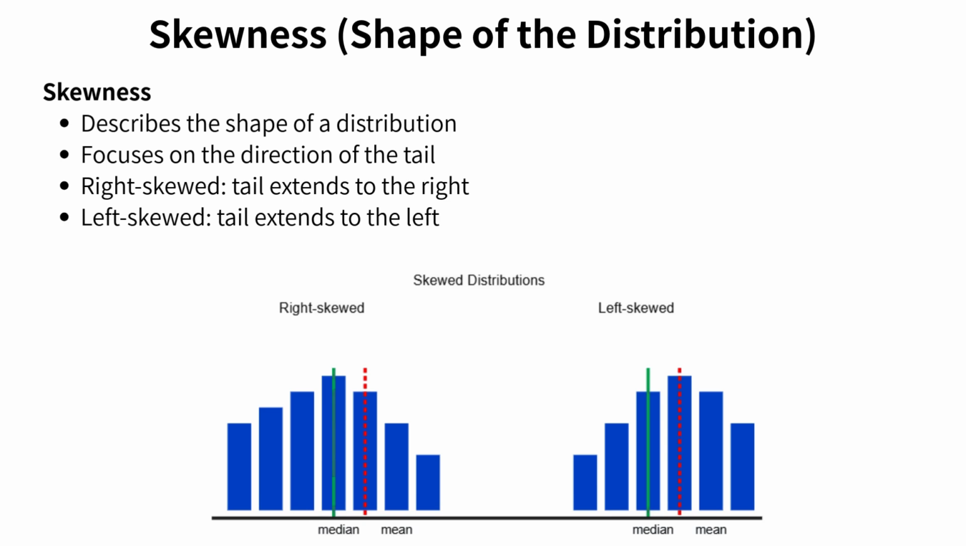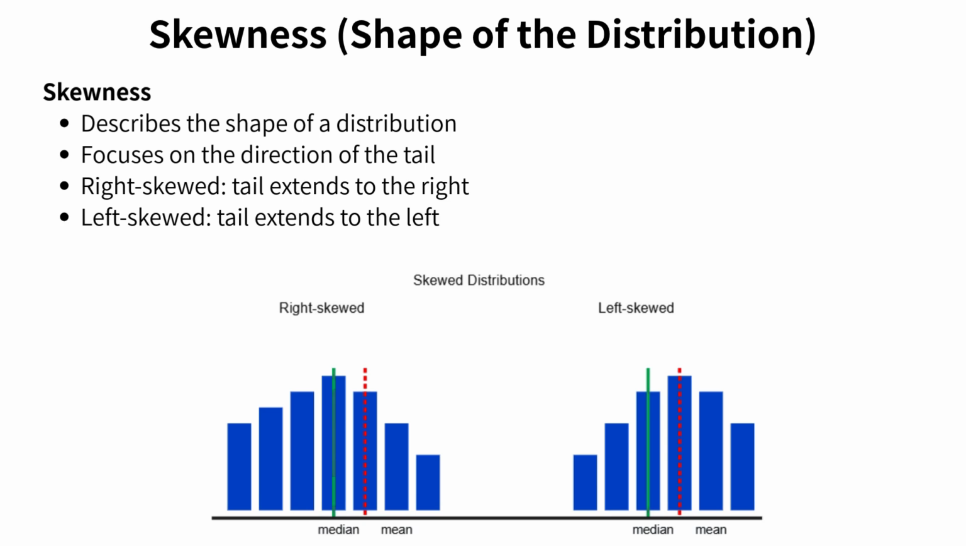Now look at the graph. The solid green vertical line represents the median, and the dashed red line represents the mean. In this right-skewed example, you can see that the mean, shown by the red line, is pulled to the right toward the tail. This makes the mean larger than the median. The median, shown by the green line, stays closer to where most of the data is clustered.